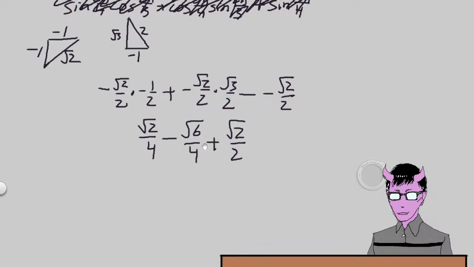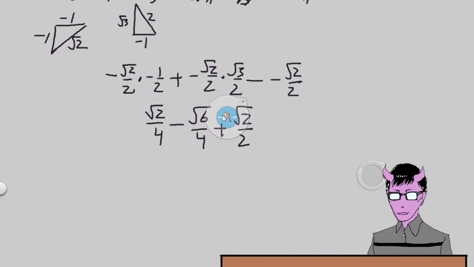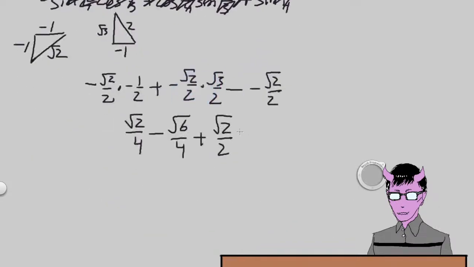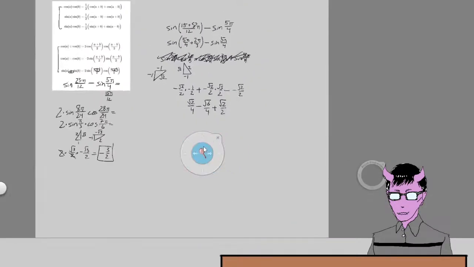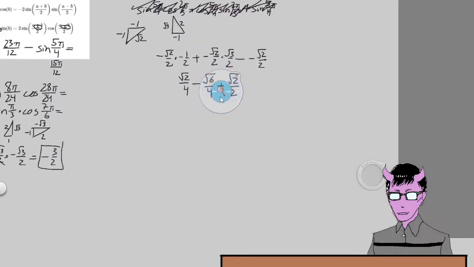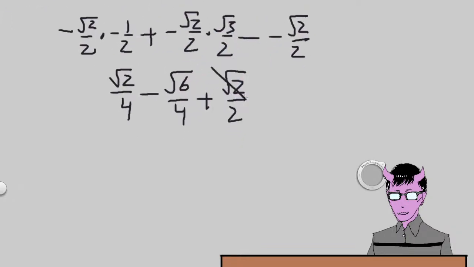Oh, interesting. This looks different. Okay. Well, this is denominator 4, denominator 4. This is denominator 2. Did I miss anything? No. Nothing's missed. Alright. So times 2 times 2. And let's get to combining. So everything is now denominator 4.